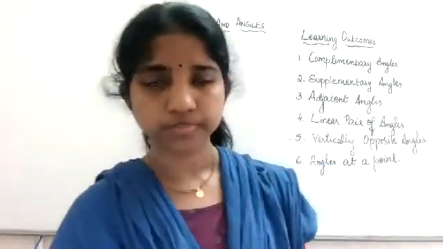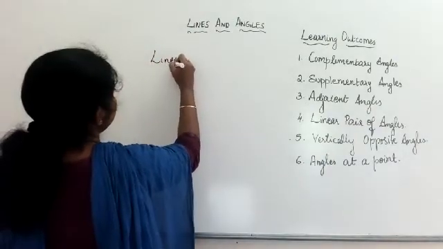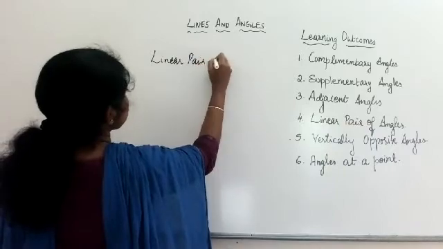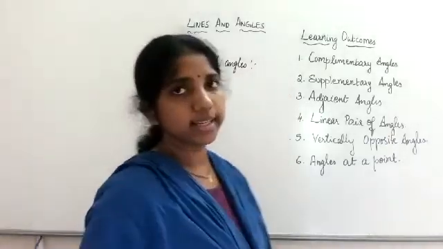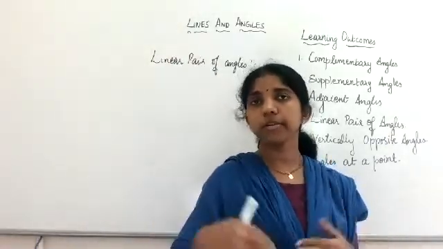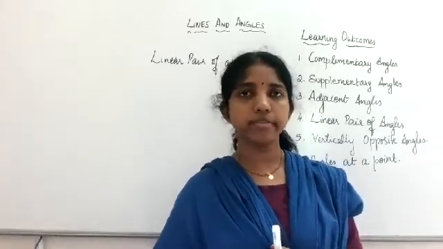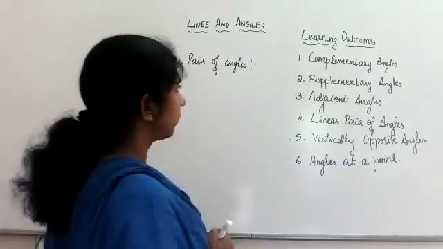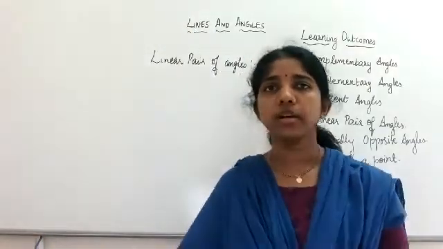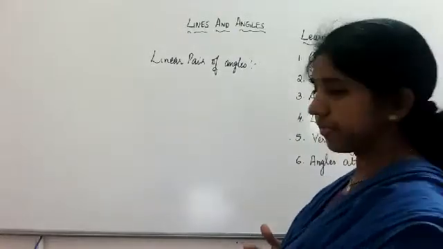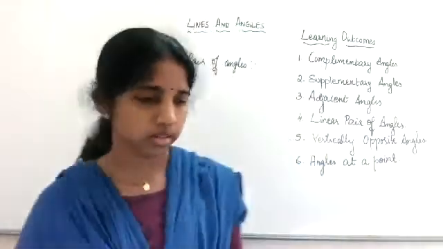Okay, so first let us learn about linear pair of angles. So what is linear pair of angles? Now, linear pair of angles is related to adjacent angles. So the concept of linear pair of angles comes with the adjacent angle. So let us see what this linear pair of angles is, and how it is.